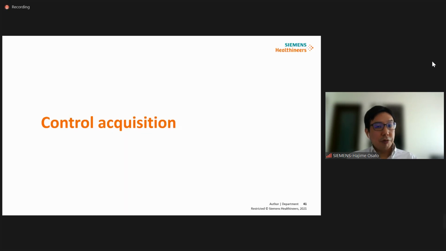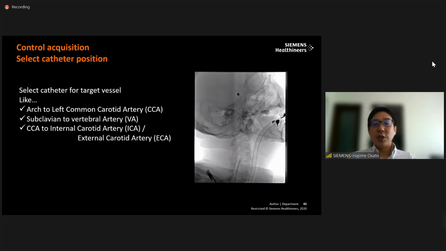So go to the control acquisition. After puncture, the doctor progresses a catheter to the target vessel, like from the aortic arch to the common carotid artery, or subclavian to the vertebral artery.